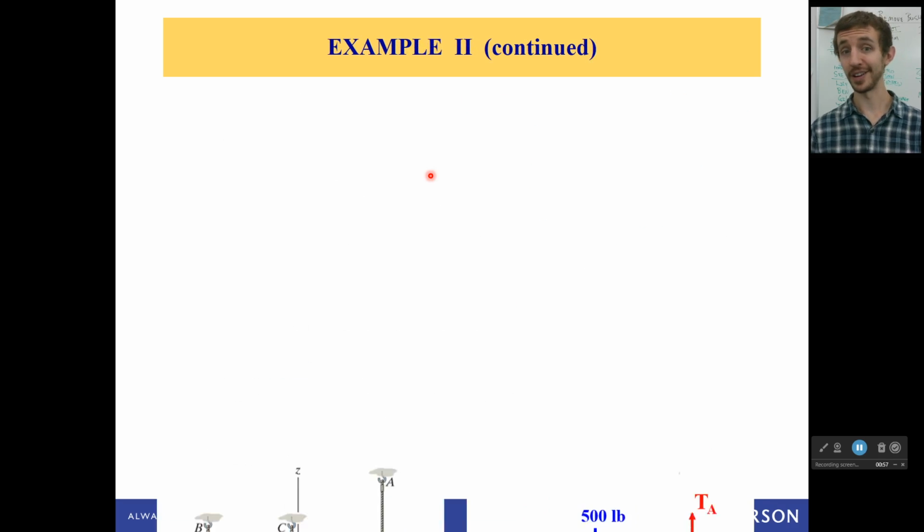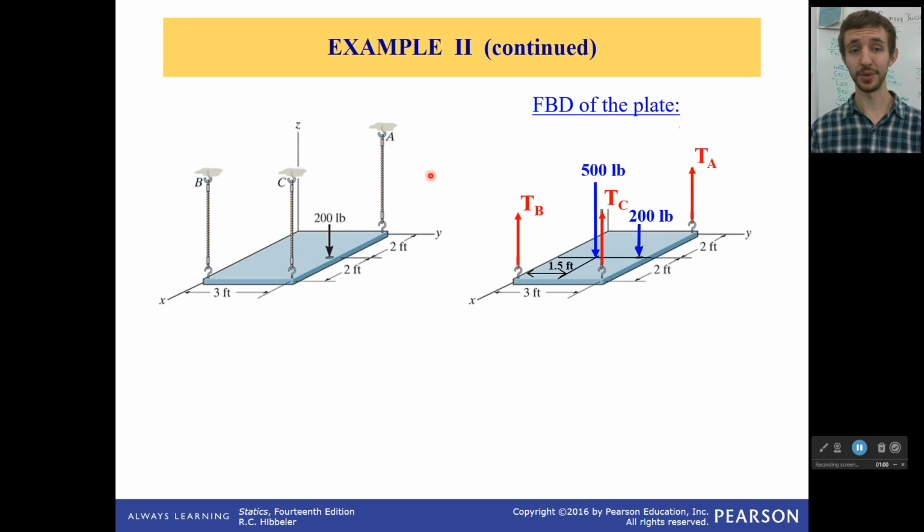So first off, free body diagram. It's pretty simple. We just cut the lines, and we make sure that we add in the weight of the plate. Cut the lines, add in the weight of the plate. Okay, so we have this free body diagram here. 3 unknowns, and we get 6 scalar equations. This should be a cinch.